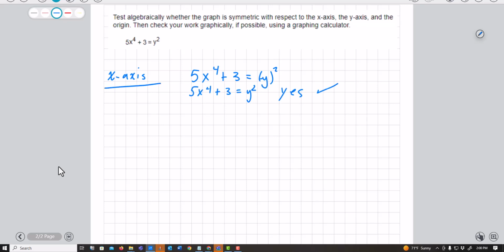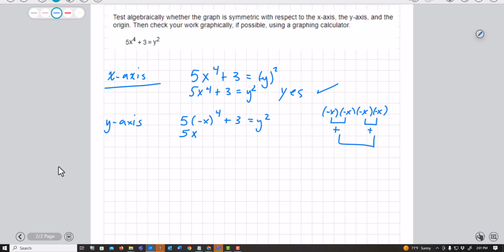I'm going to check it with the y-axis, replacing my x. So I have 5 times negative x to the 4th plus 3 equals y squared. This means negative x times negative x times negative x times negative x, right? So negative x, 2, 3, 4. When you multiply these two, you're going to get a positive. These two, you're going to get a positive. Positive times a positive is going to be positive. And we can see this one checks for the y-axis.